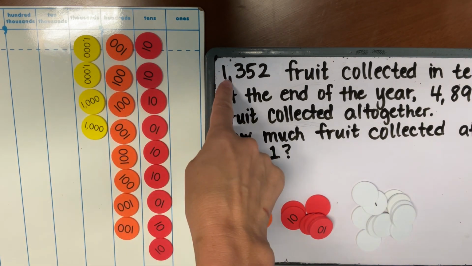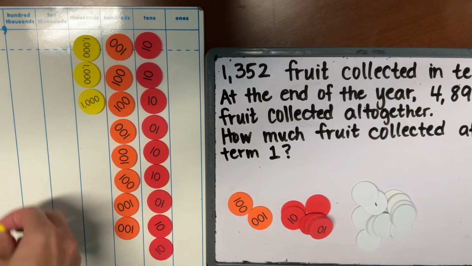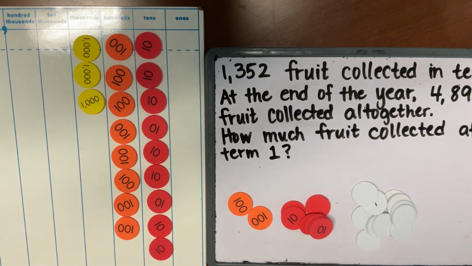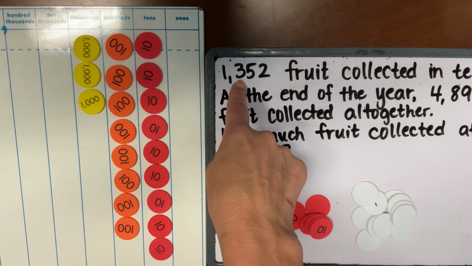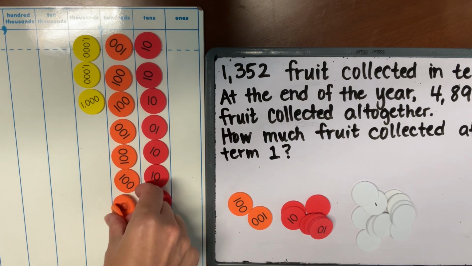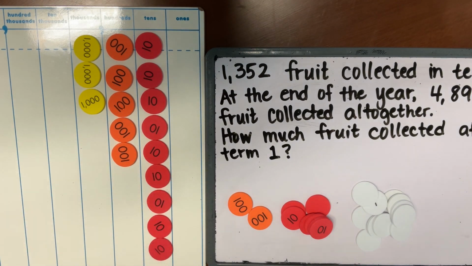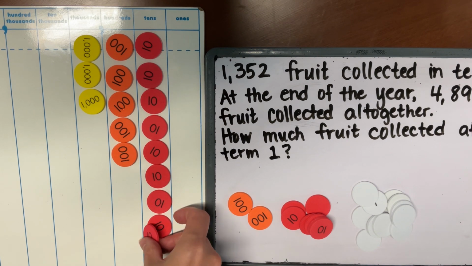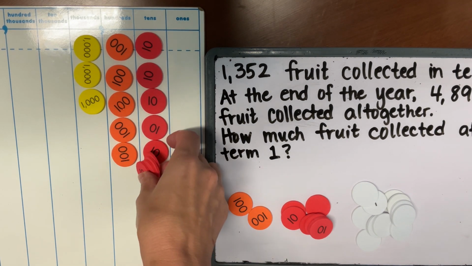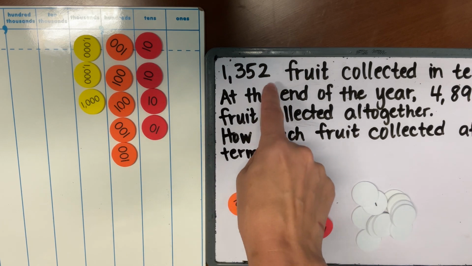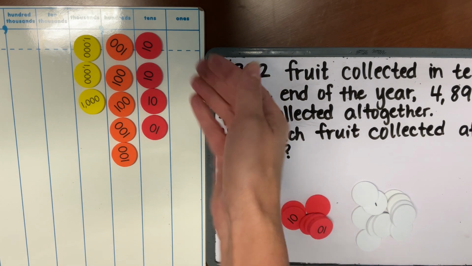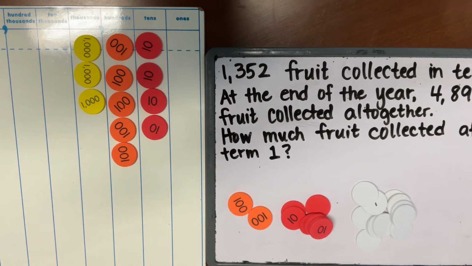Here I have 4,000. I can take away 1,000. Okay, so that was over in term 1. And then 300, I can take away 300 really easily. Okay. 50, I can take away 50 really easily. 10, 20, 30, 40, 50. But I get to the 2, and that gets complicated because I don't have any ones to take away. What should I do? Pause the video and discuss what I should do.